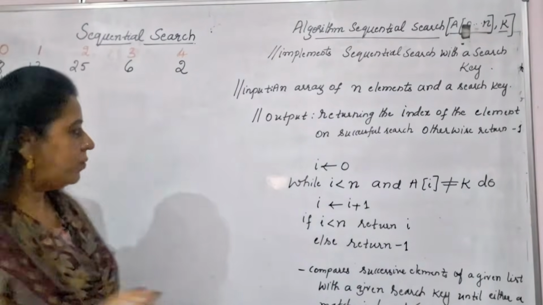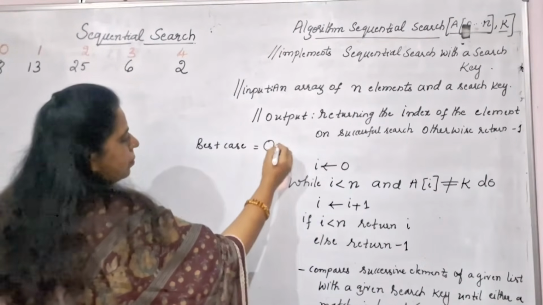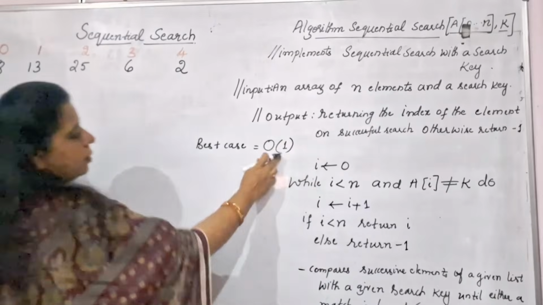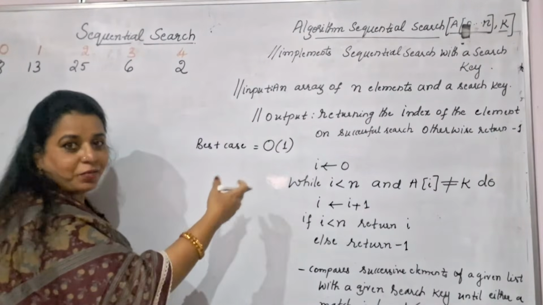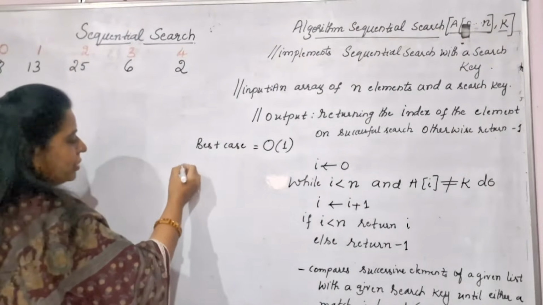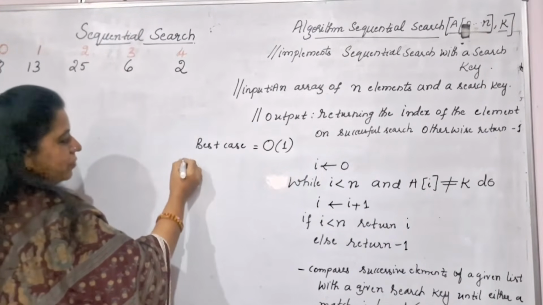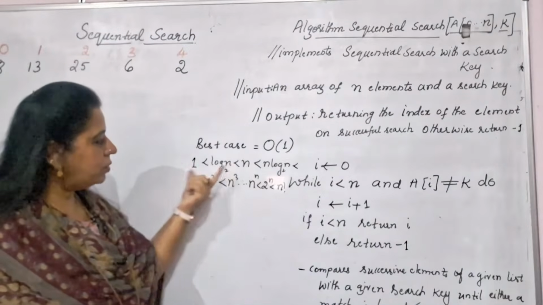So for the best case we have to write big O of 1. So this is the constant. Hope you remember the sequence for the different time efficiencies or time functions. You always have the very first one as what? The order of growth. This is the order.